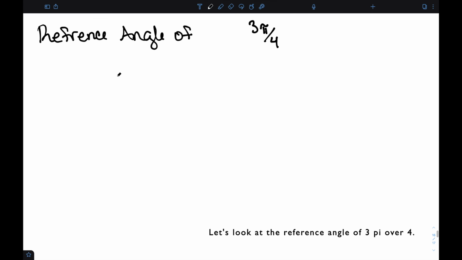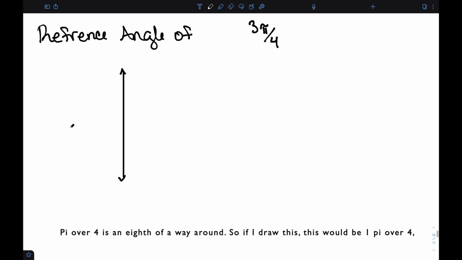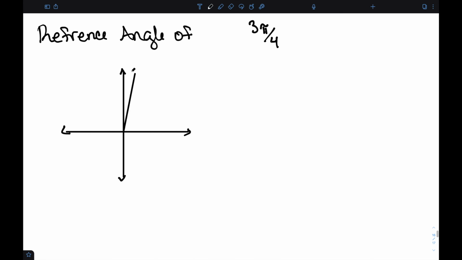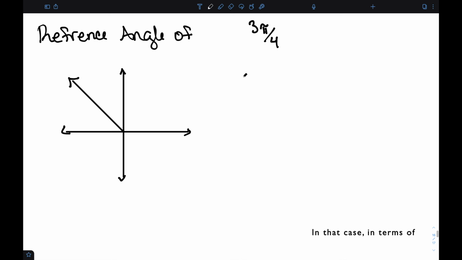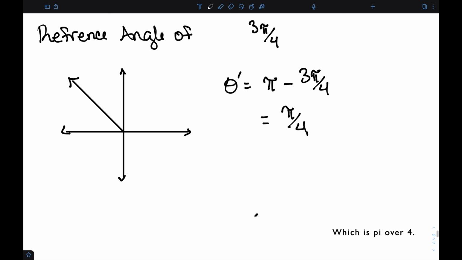Let's look at the reference angle of 3 pi over 4. So pi over 4 is 1/8 of the way around. If I draw this, this would be 1 pi over 4, 2 pi over 4, 3 pi over 4. So this is in the second quadrant. In that case, in terms of radians, we would do pi minus the initial angle, which is pi over 4.